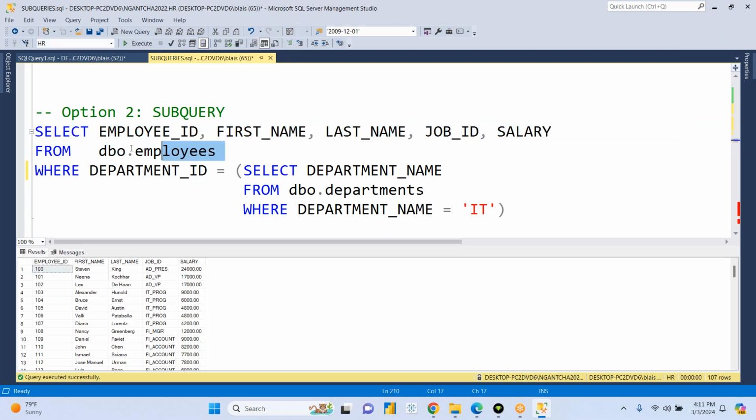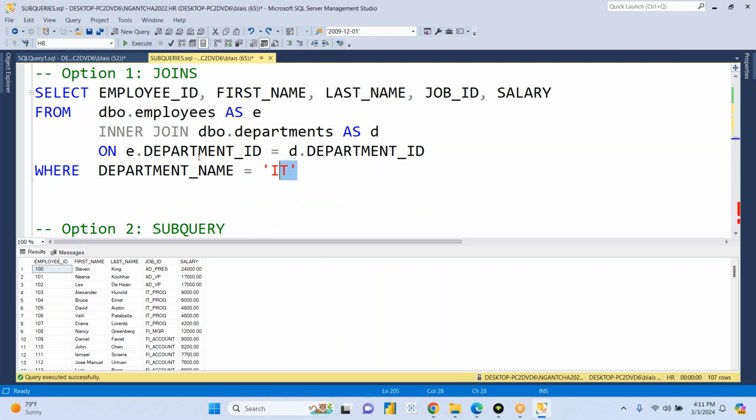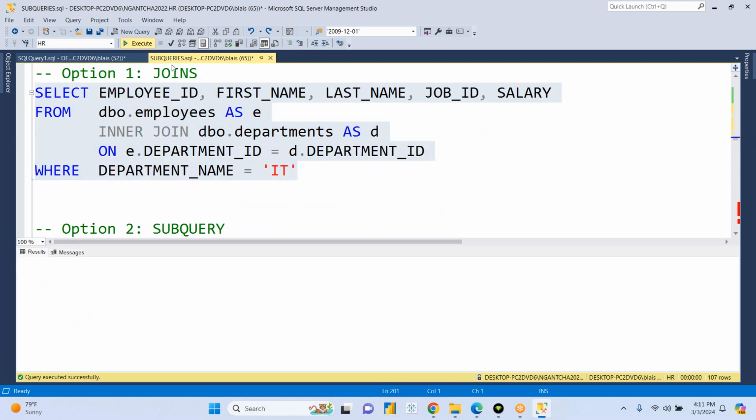Department ID is found on the employees table. I can put where department ID from the employees table is equal to the department ID. So that's why I use ID on this side, the department ID from the department table. These are two different tables running on two different select statements. Easy, we just join them together, and that's a join, option 1.